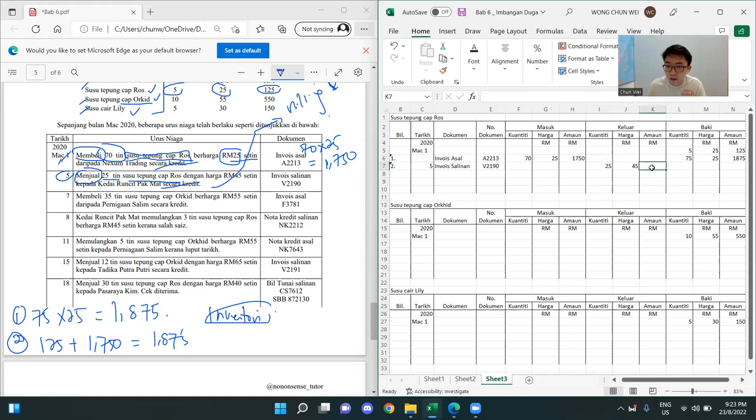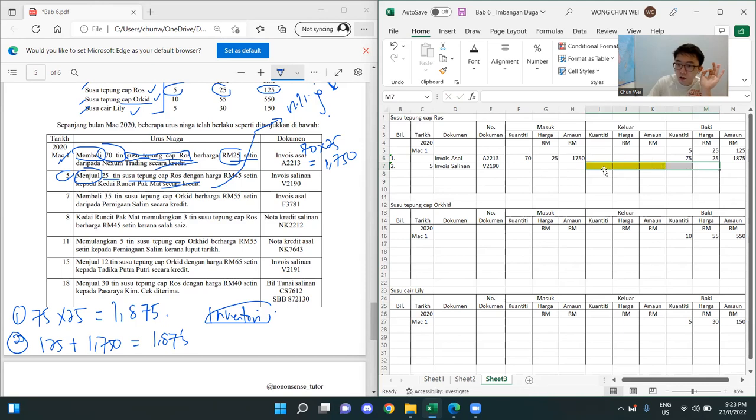Then, how much is the amount? You say 25 darab dengan 45, you get 1,125. Then if you do this way, how much would be your baki? Okay, senang-senang, 75 minus 25. But what about the harga? How are we going to do for harga? We use 25 tolak 45, or we use 45 tolak 25? That makes sense. You get what I mean?